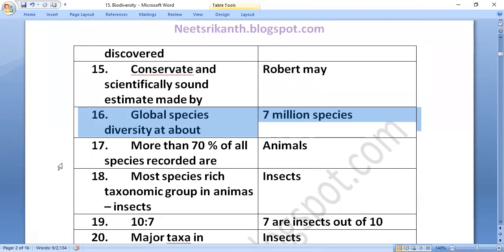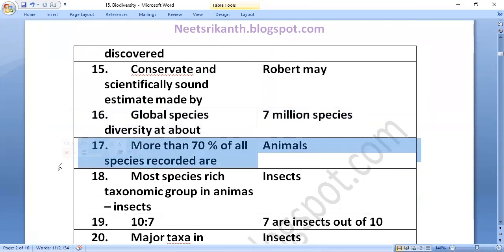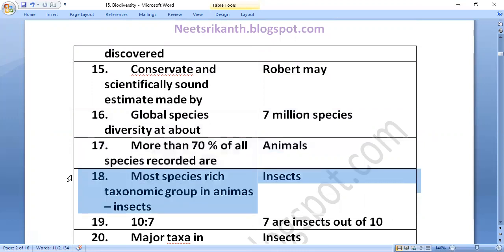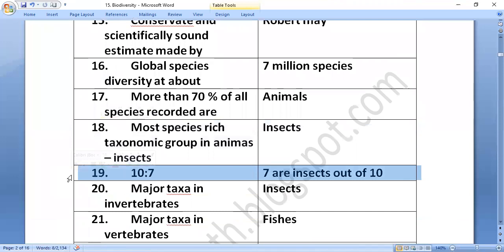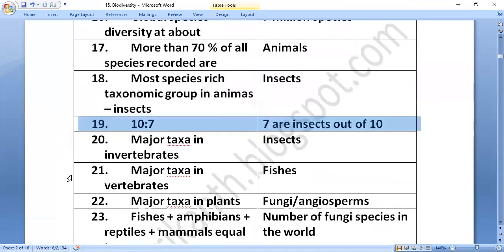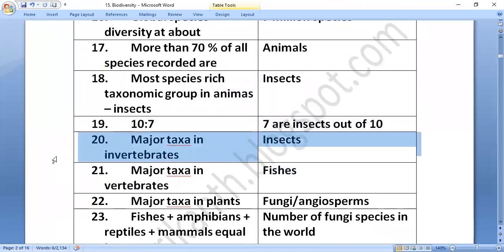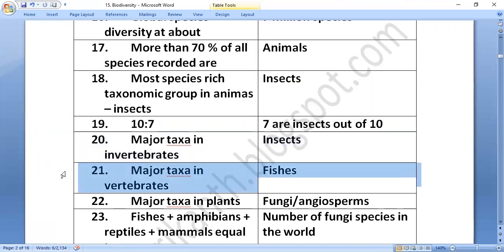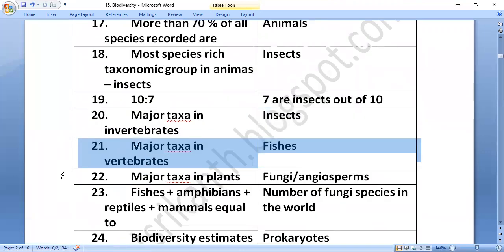More than 70% of all the species recorded are animals. The most species-rich taxonomic group in animals is insects, about 7 out of 10. Major taxa in invertebrates: insects. Major taxa in vertebrates: fishes.